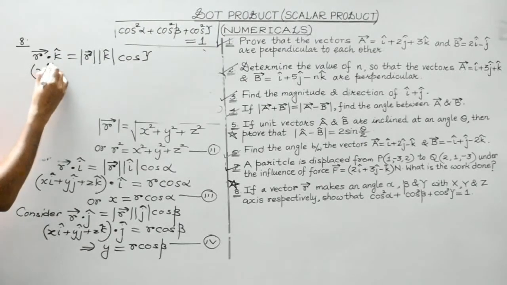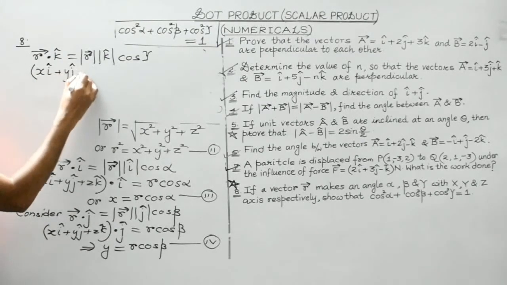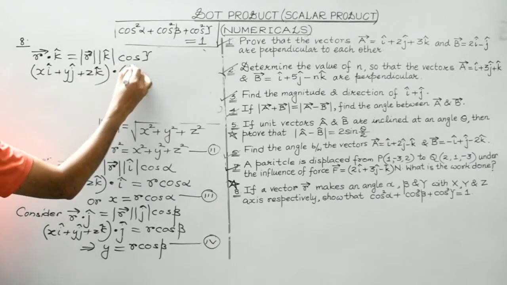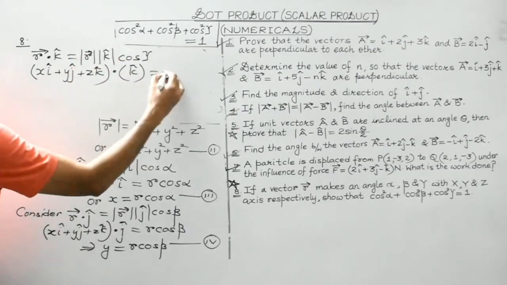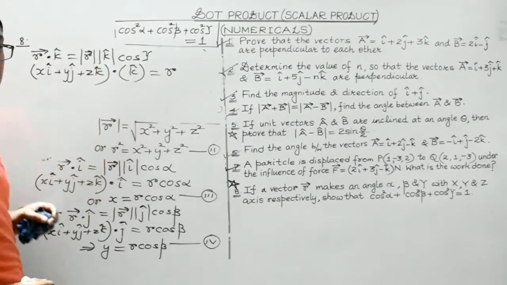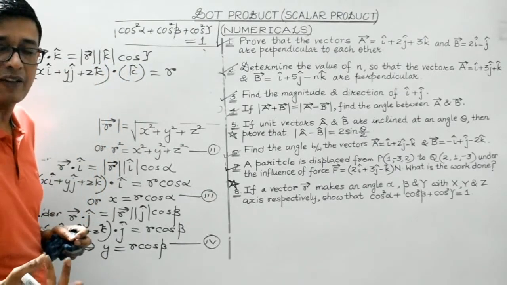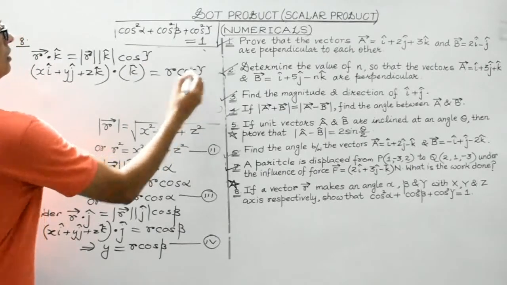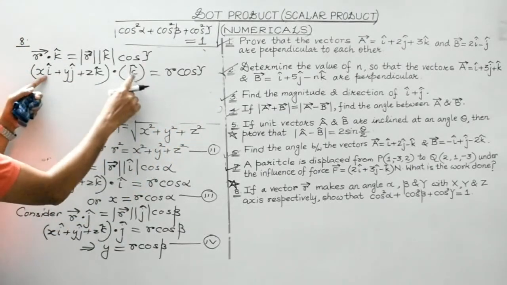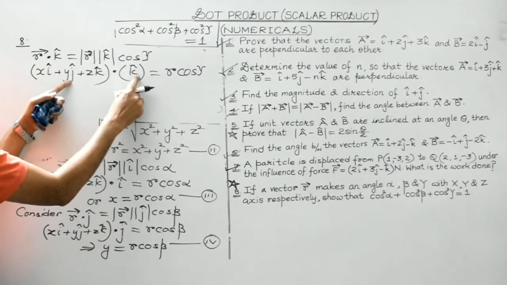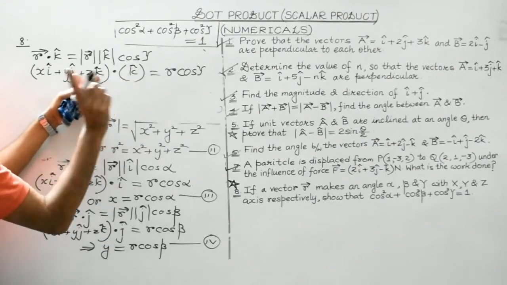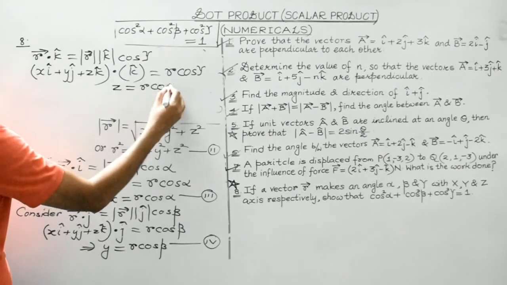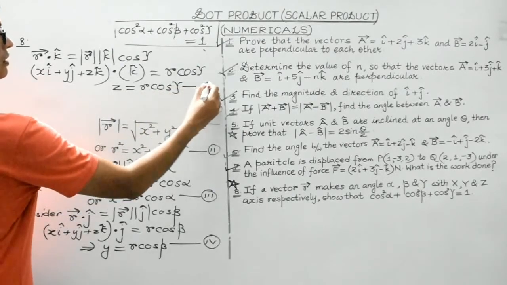Substitute the value of r vector. It is x i cap plus y j cap plus z k cap, dot k cap, is equal to magnitude of r vector, which is r, times magnitude of k cap. These all are unit vectors having magnitude of unity. So we'll be left with r cos gamma. Here, students, i dot k is 0, j dot k is 0, k dot k is 1. So we'll be left with only z. So z is equal to r cos gamma. Put this as equation 5.